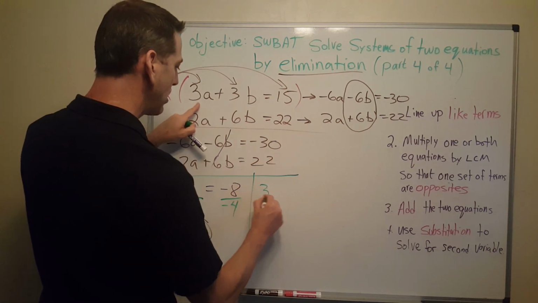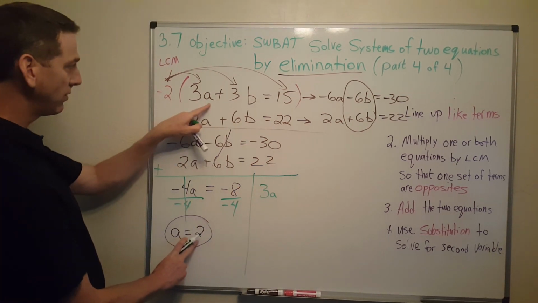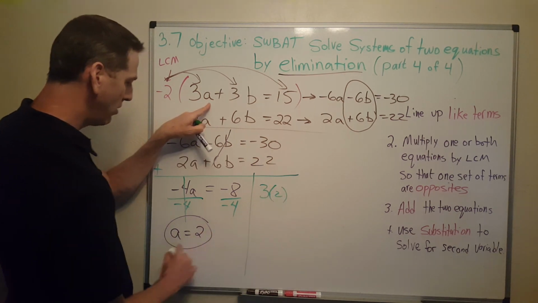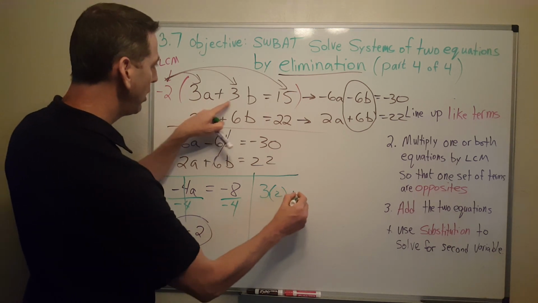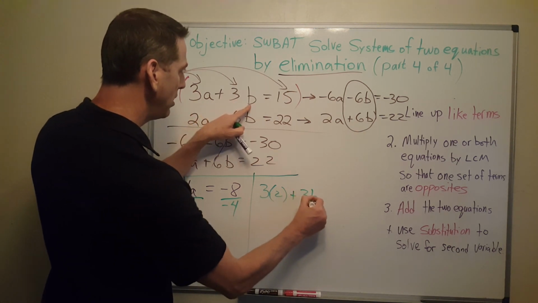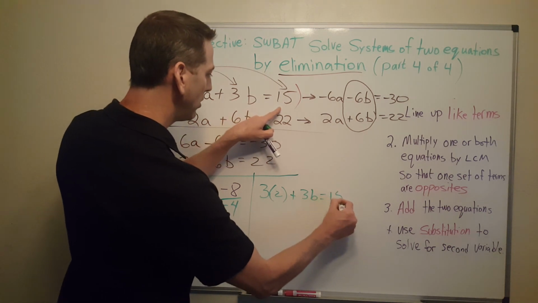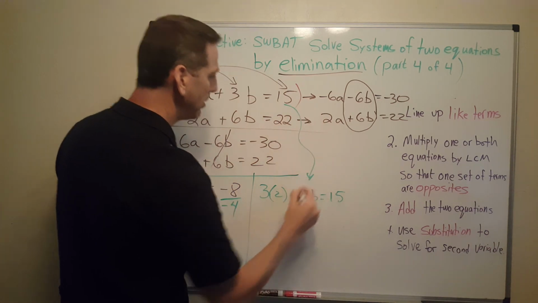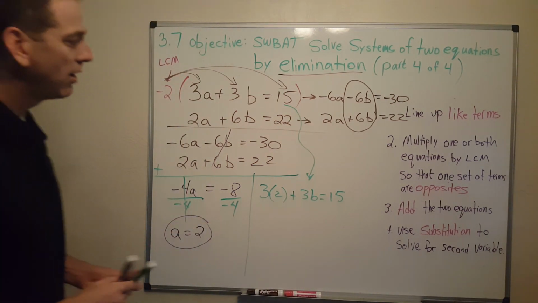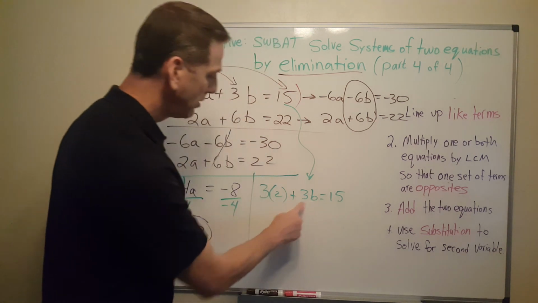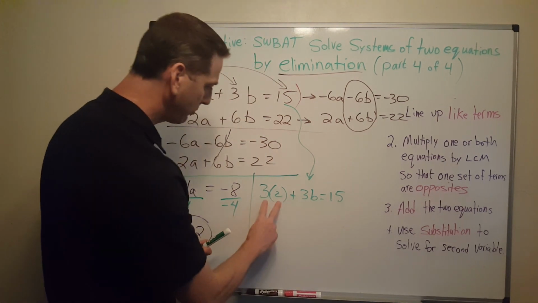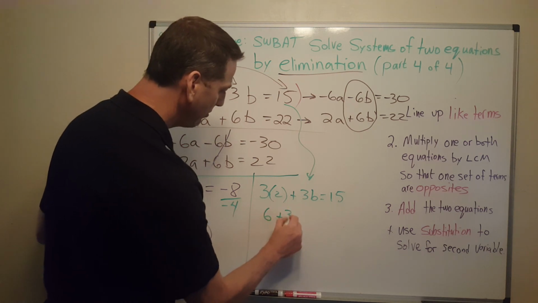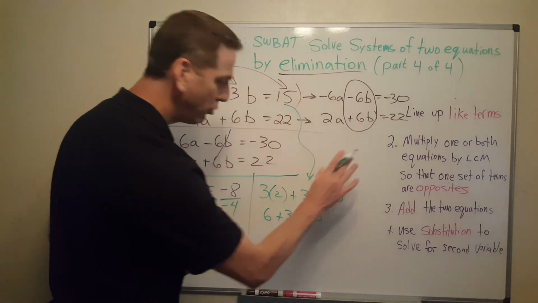So I got 3a. Oh, but I know what a is. I know that a is 2. All right, so I can substitute 2 in for a. Plus 3b equals 15. All right, I get that right there. Now I only have one unknown. So I can go ahead and multiply 3 times 2, which is 6, plus 3b. Just bring everything down.